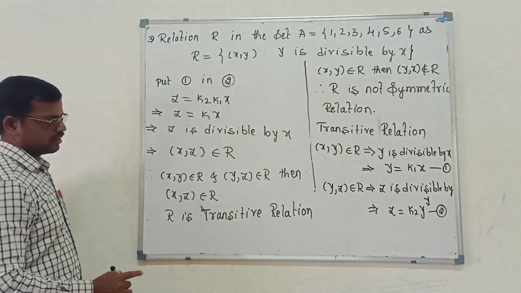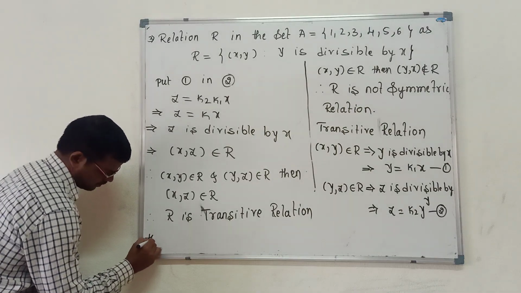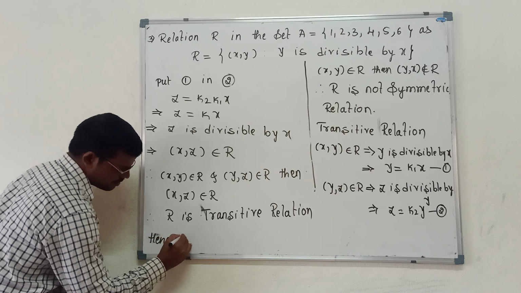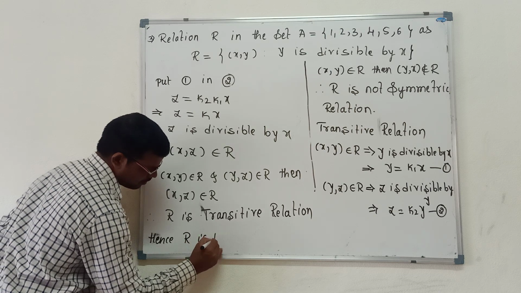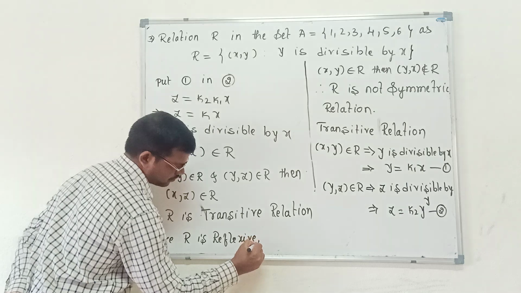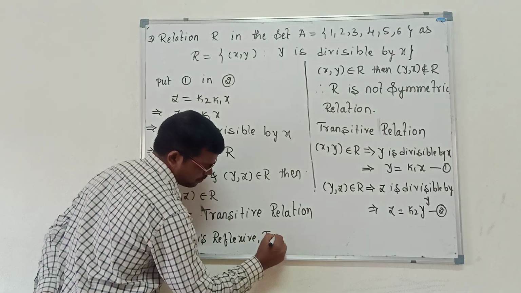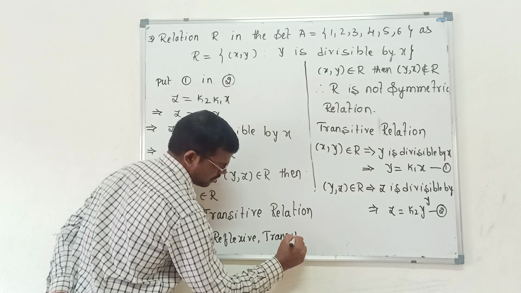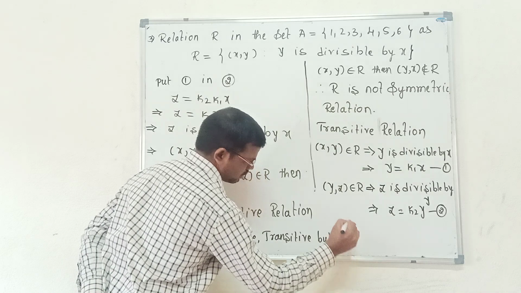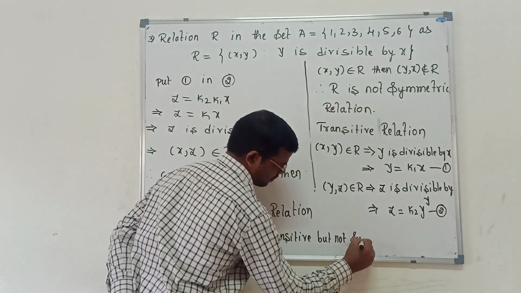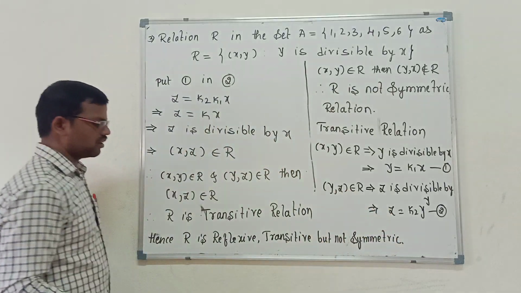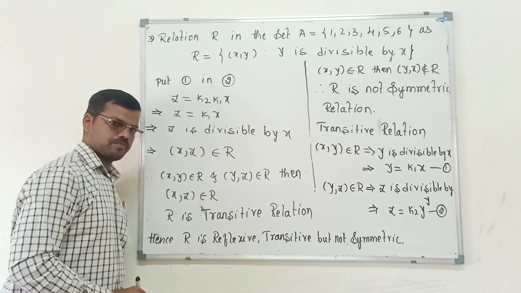So here we got that R is a reflexive and a transitive but not symmetric. It completes this problem.